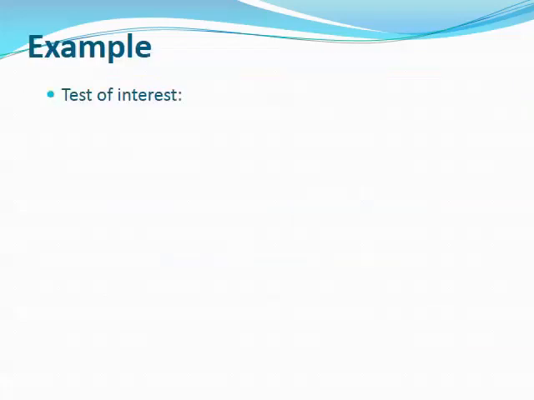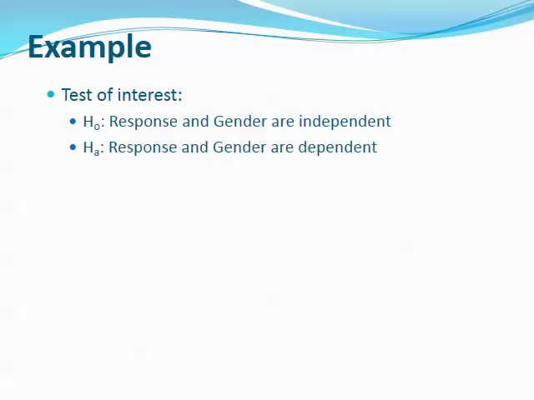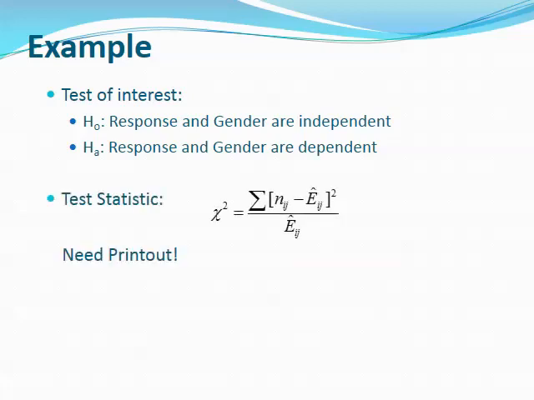The way we set that up, the null hypothesis is going to say that the response and gender are independent, meaning the responses don't depend upon which gender is answering. The alternative says the responses and the genders are dependent, meaning they're different for males than they are for females in this case. And so in order to do a test, we need a printout.